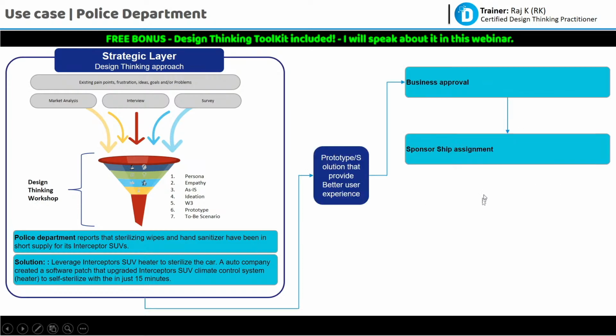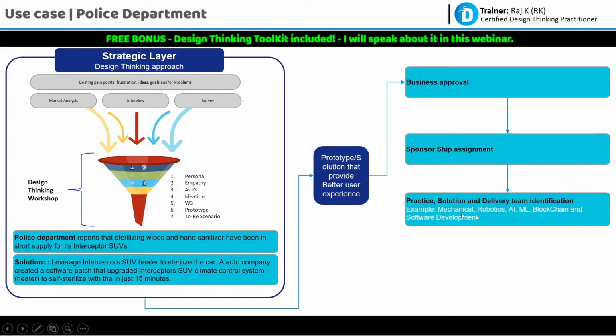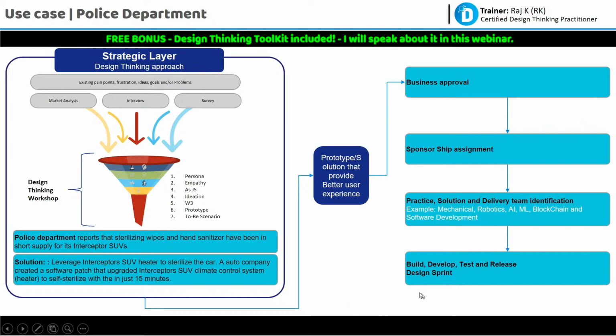Similarly, it went through all business approvals. Sponsors were given. They gave it to a vendor, and that vendor did the software development and gave it to the police department, right? So they built the product, they tested it in one SUV and everything, and they released it. So this was a very short program, and definitely design sprint comes into this. It was a short program, so probably in 4 weeks or 6 weeks of design sprint, you have the ready product available to release, right? So that's a small sprint.